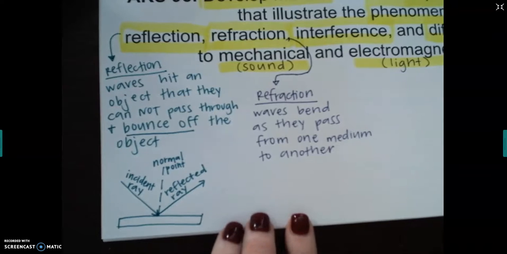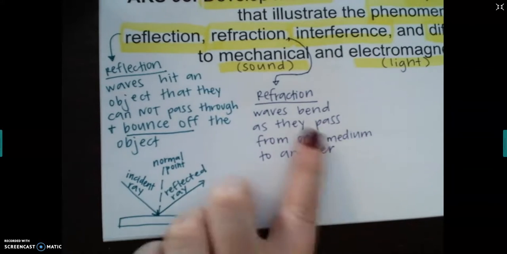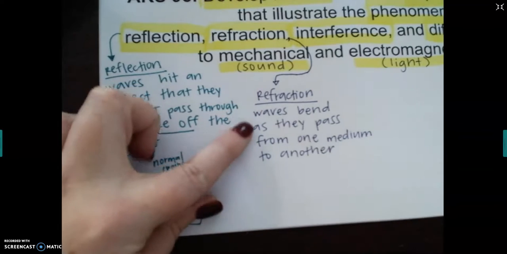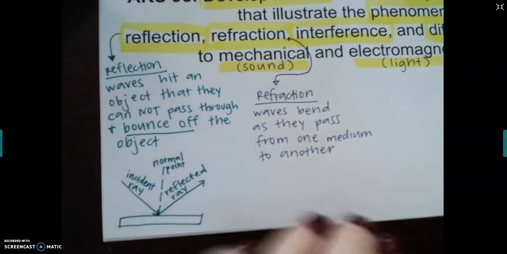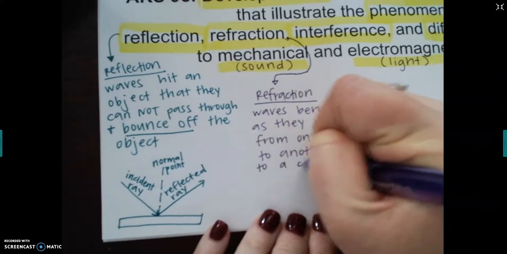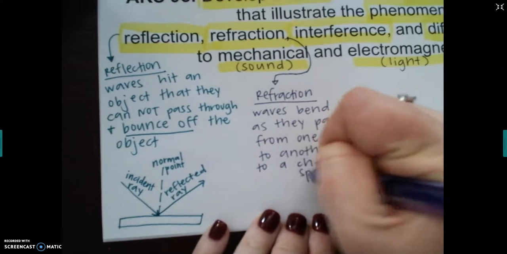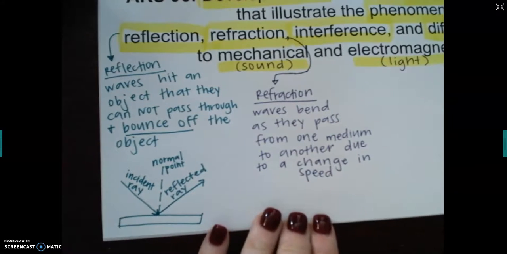This is due to a change in speed. We know that not all mediums travel at the same speed. We know that gases move faster than liquids and liquids move faster than solids. So I want to add that on here. So waves bend as they pass from one medium to another due to a change in speed. That's really important. That's the reason that refraction occurs.